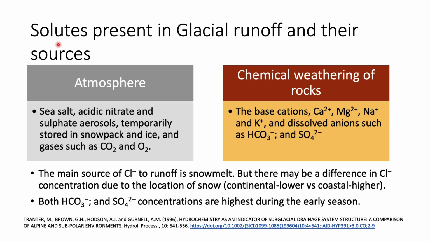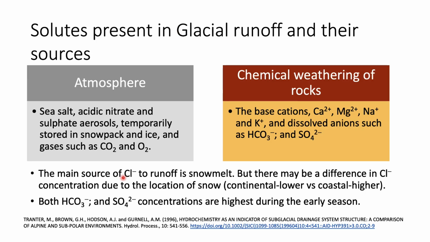Let us look at the various components that are present in the biogeochemical cycle. We will be looking at the solutes that are present in glacial runoff and their sources. The first one is the atmosphere. The atmosphere has sea salt, acidic nitrate and sulfate aerosols temporarily stored in snowpacks and ice, and gases such as CO2 and oxygen. And when we talk about the chemical weathering of rocks, the base cations calcium 2+, magnesium 2+, sodium plus and potassium plus, and dissolved anions such as bicarbonate and sulfates. These are the solutes that are present in the glacial runoff.